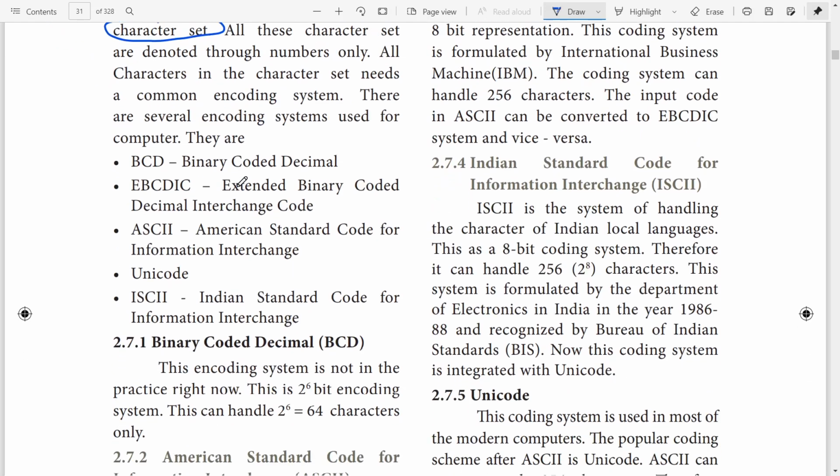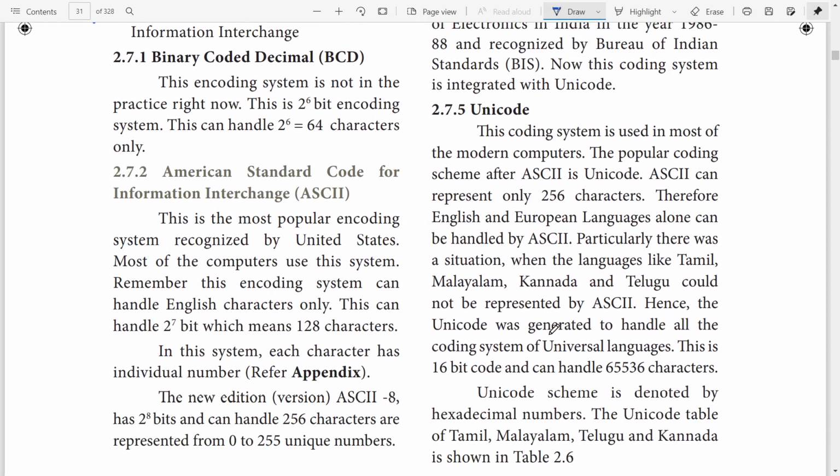There are several encoding systems used for computers: Binary Coded Decimal, Extended Binary Coded Decimal Interchange Code, American Standard Code for Information Interchange, Unicode, and Indian Standard Code for Information Interchange. Binary Coded Decimal. This encoding system is not in use now. This is a 2 power 6 bit encoding system. This can handle 2 power 6, which is equal to 64 characters only.